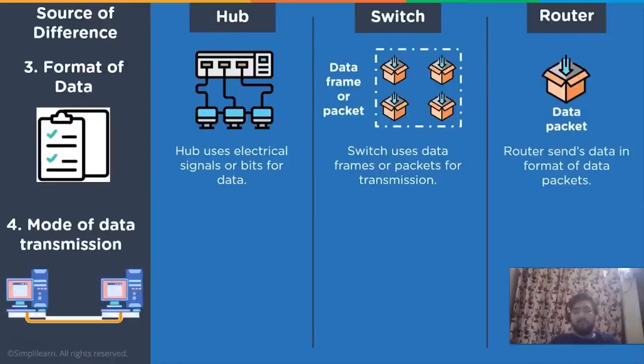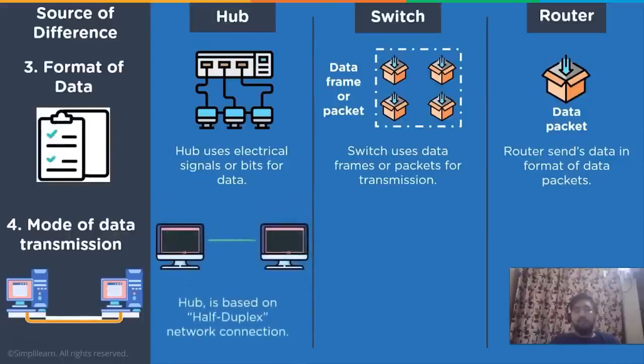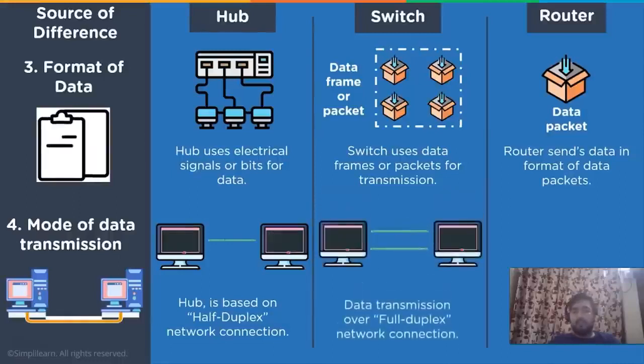And the next difference is based on the mode of transmission. Let's take a look. A hub is based on a half duplex network connection. That means at a certain point of time, only a single device can share or receive data from the other endpoint of the network channel. And a switch has a full duplex network connection. That means it can simultaneously receive and send a data packet or a data frame to any of the network devices connected in the system.